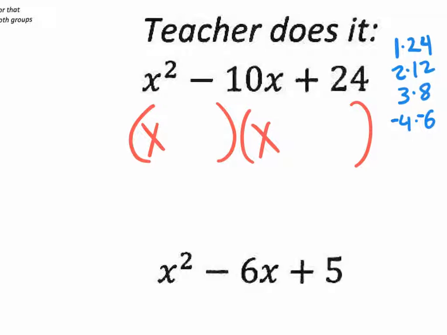And now we're done. Hey guys, and now we're done. What? What do you mean now we're done? Check this out. We're going to take this number, negative 4, and we're going to put it right in here. And we're going to take that number, negative 6, and put it right in there.